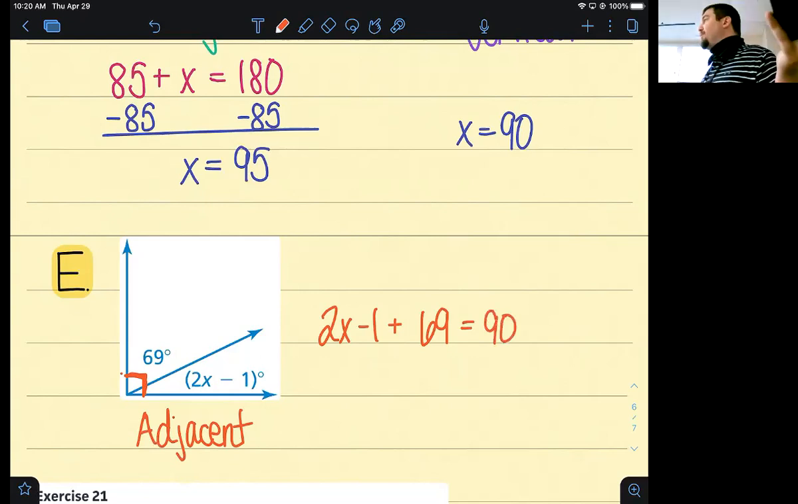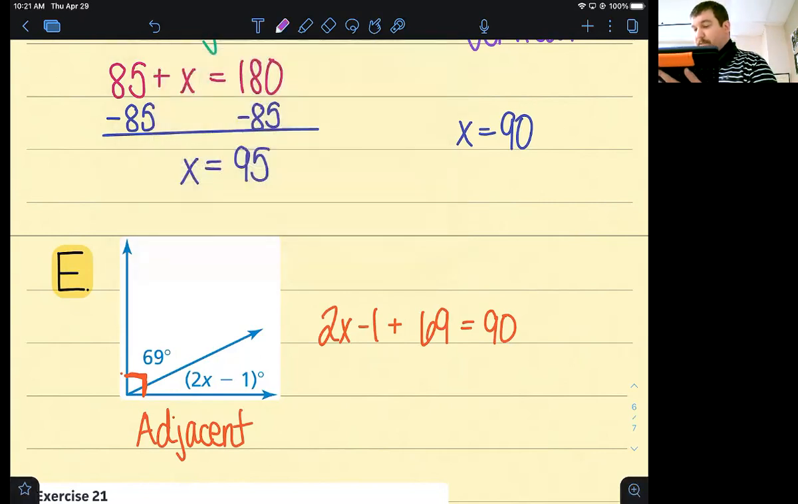You don't even have to write it in parentheses. There's nothing in front of the parentheses you have to distribute. There's no need to write it in parentheses. So take the 2x minus 1, add it with the 69-degree angle. You will get 90.